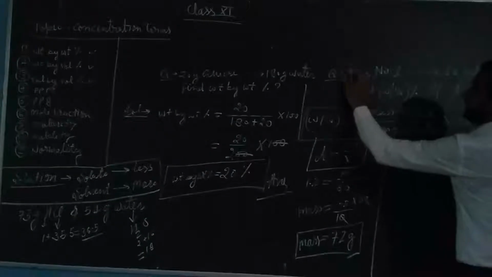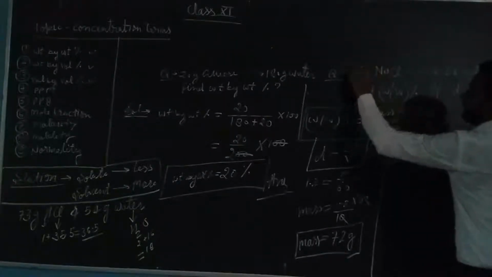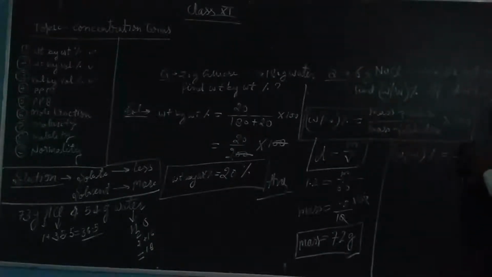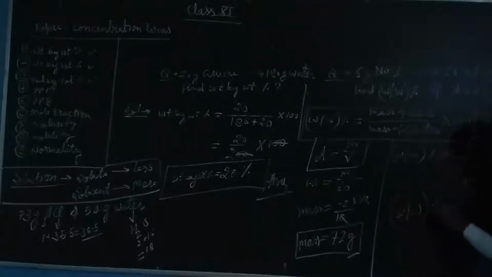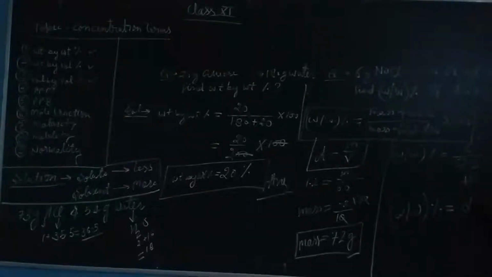The real question was 6 gram of NaCl. And finally, the weight by weight percent is equal to 8.3%, and here is the answer of this question. Okay, now you can note down this question with the answer.